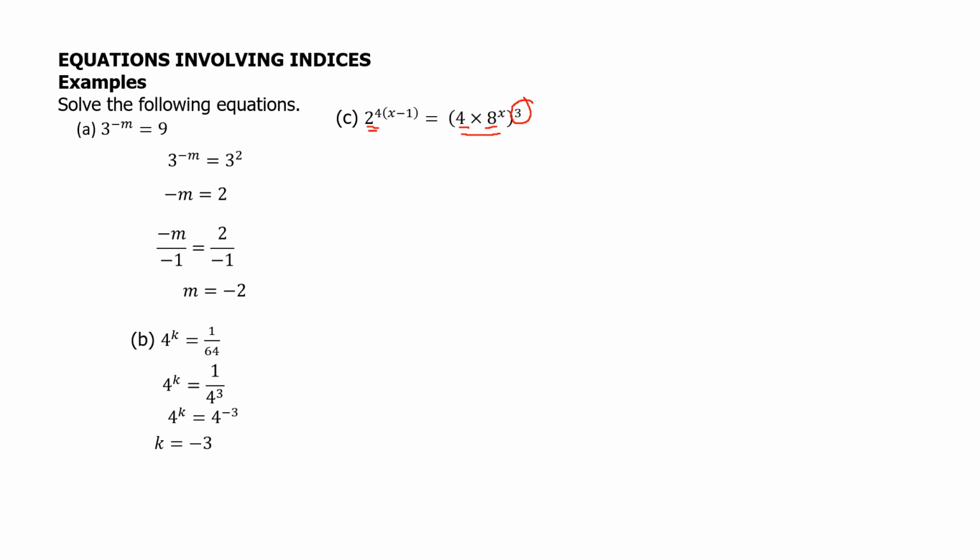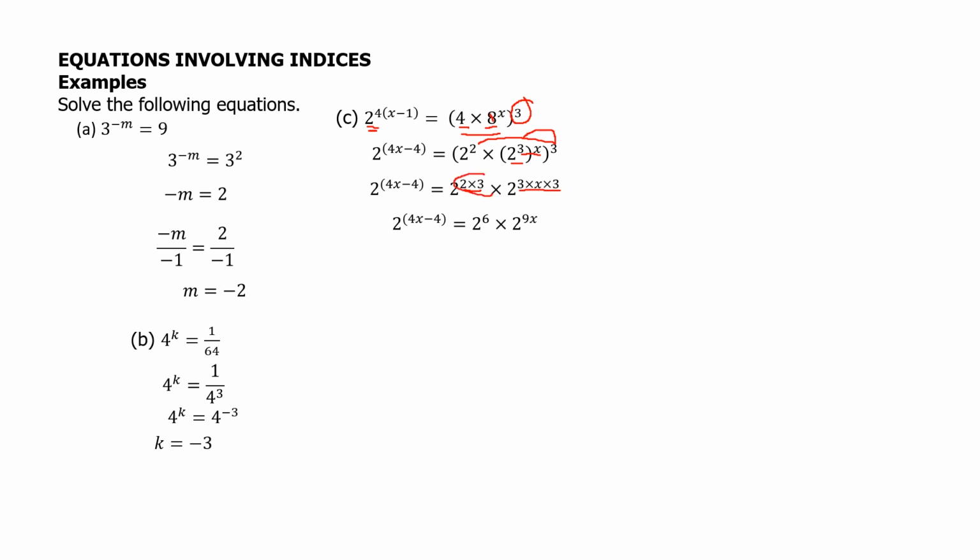So the 4 is 2 power 2, and the 8 is 2 power 3 right there. The 8 had a power there, so the 3 is going to multiply the x on the next step. Then the 3 which is outside is going to multiply that, and also the 3 which is outside is going to multiply that. This is what we have here: 2 power 2 times 3, and 2 power 3 times x times 3.